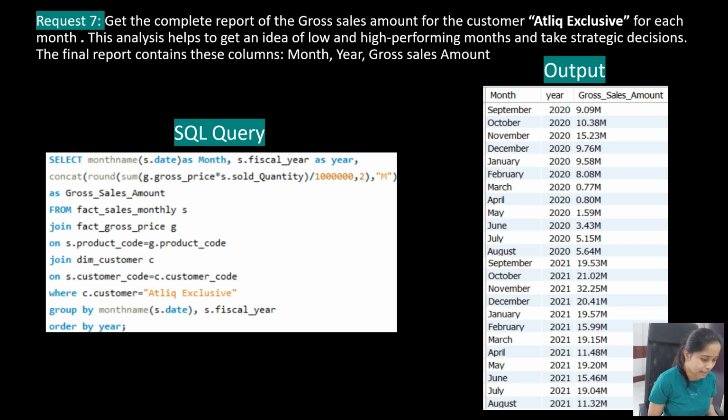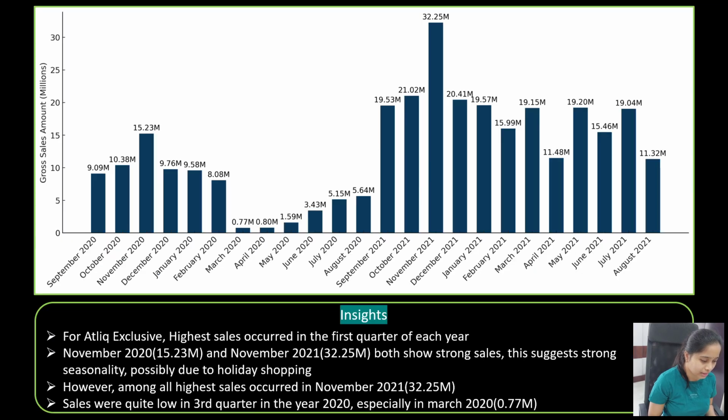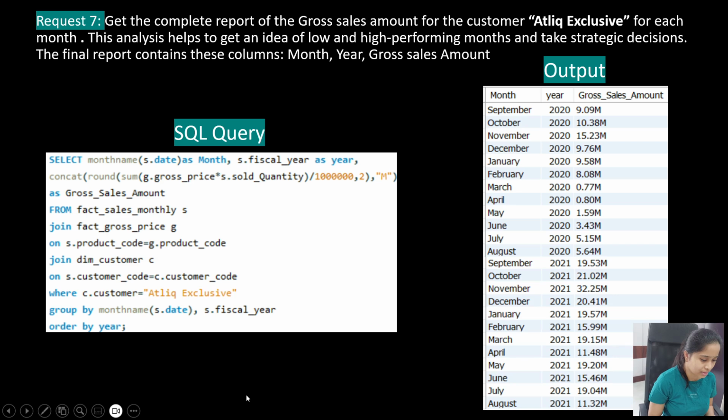So our next ad hoc request is to get the complete report of the gross sales amount for the customer AtliQ Exclusive for each month. This analysis helps to get an idea of low and high performing months and take strategic decisions. So we have the SQL query here, and we get the output of month-wise gross sales amount for fiscal year 2020 and 2021. Let's move to the insights.